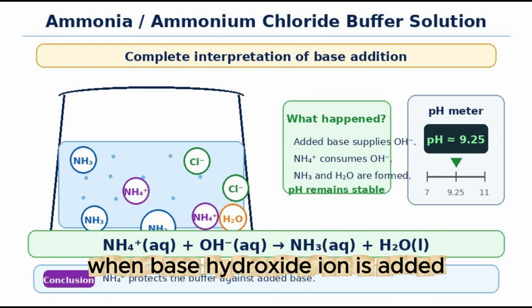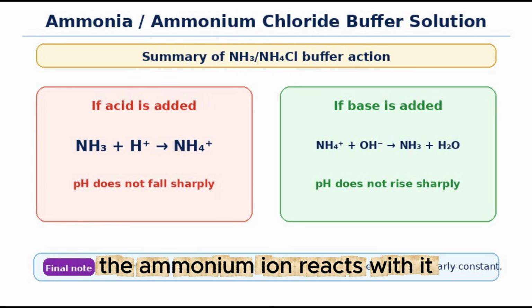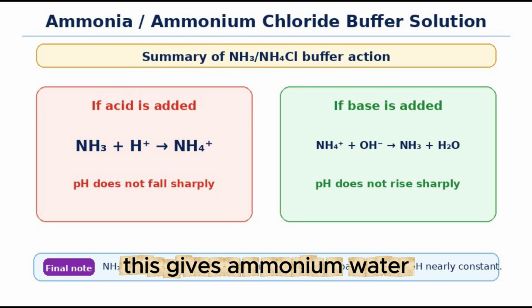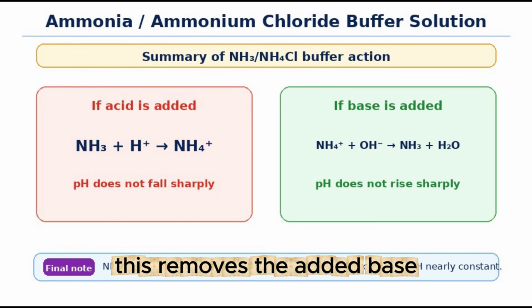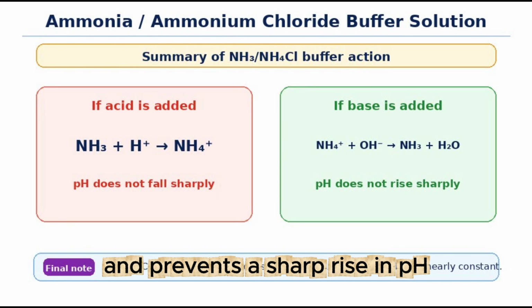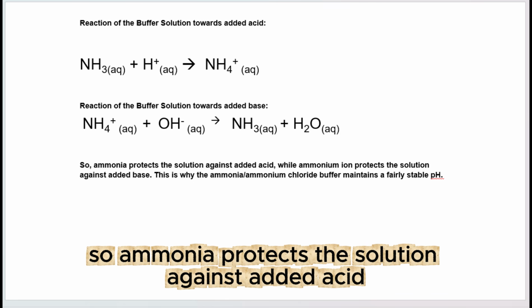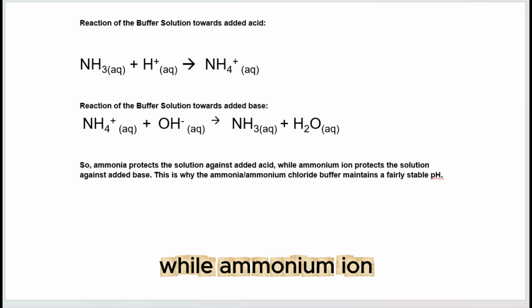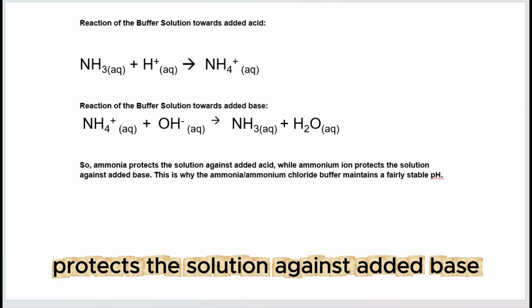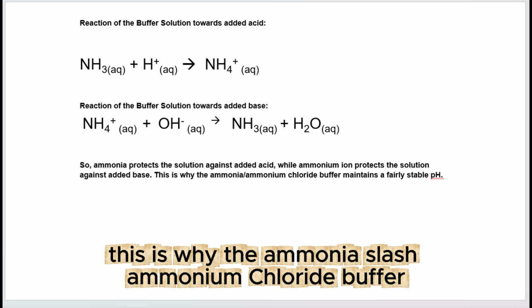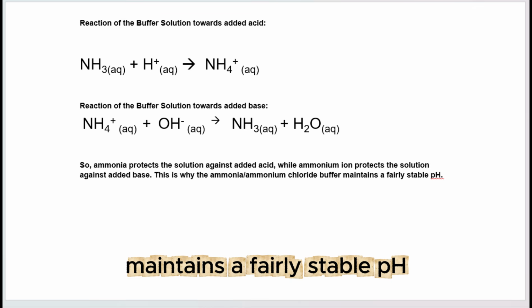When base, hydroxide ion, is added, the ammonium ion reacts with it. This gives ammonia and water. This removes the added base and prevents a sharp rise in pH. So ammonia protects the solution against added acid, while ammonium ion protects the solution against added base. This is why the ammonia/ammonium chloride buffer maintains a fairly stable pH.